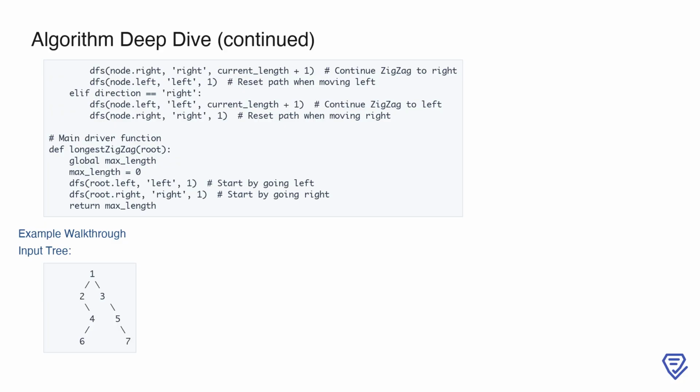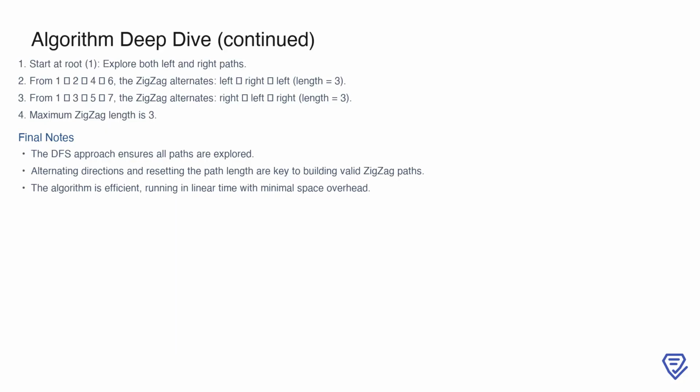The driver function longest zigzag initializes max_length to 0 and starts the DFS from both the left and right children of the root, ensuring that all potential zigzag paths are considered. The algorithm concludes by returning the maximum path length found. To illustrate the algorithm, consider this example tree. Starting from the root node, we explore both the left and right subtrees. For the path 1, 2, 4, 6, the directions alternate: left-right-left, resulting in a zigzag length of 3.